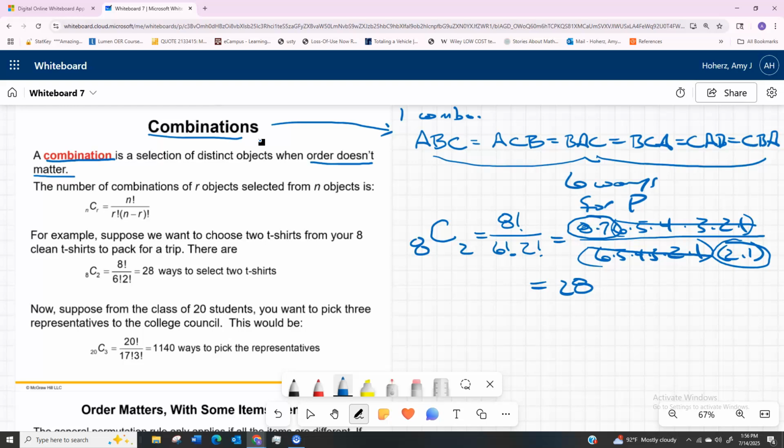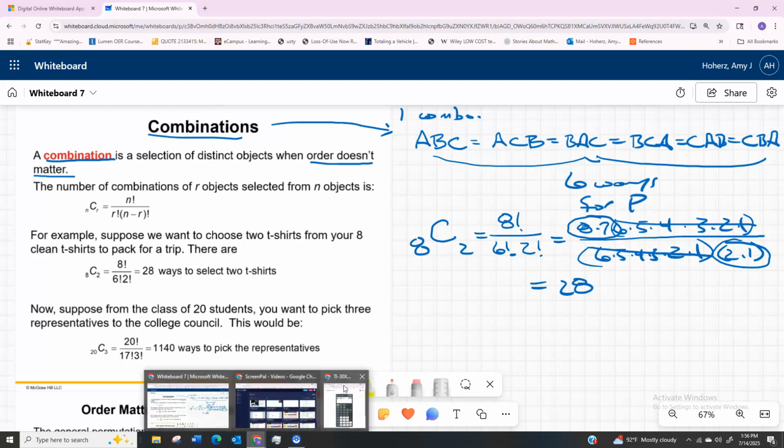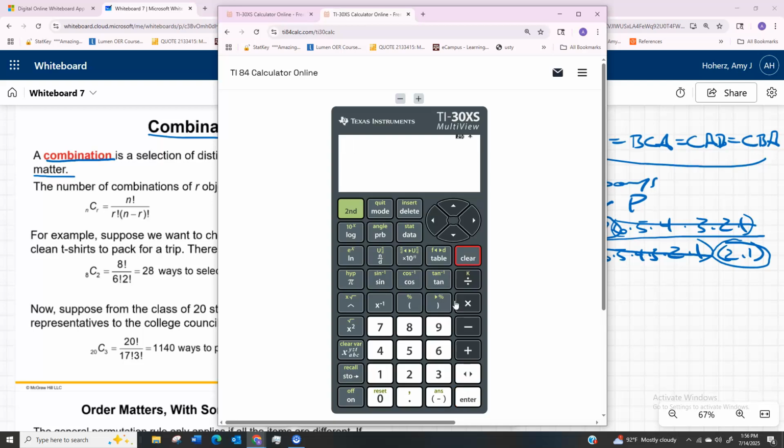Now, how do you do that on your calculator? It's almost always right nearby wherever you found the permutation to be. The combination is going to be right nearby. So 8 on this calculator, PRB, C is the next one down, hit enter, then our 2, hit enter, and you'll see it comes out to be 28. So enter how many you're choosing from, then C for combination, and then how many you're choosing out of those 8 as your second number.